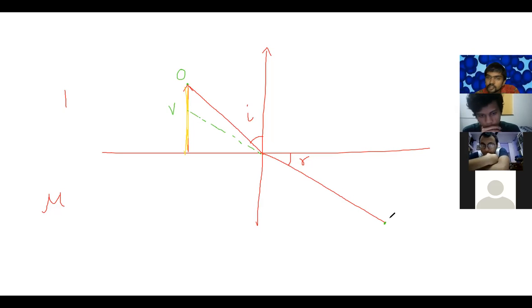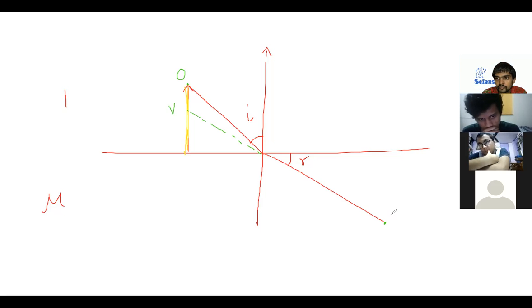Sorry, voice was breaking. Will I feel that the light is coming from O, or will I feel that the light is coming from V? You'll feel that the light is coming from V. Why? Because I am used to light moving in a, what is the thing we study about light? Straight line, correct. What do we call that phenomenon? Rectilinear propagation of light. Lower classes we studied, no? Rectilinear propagation of light.